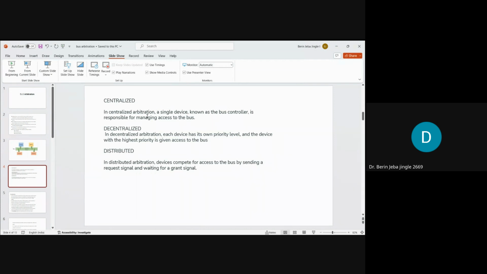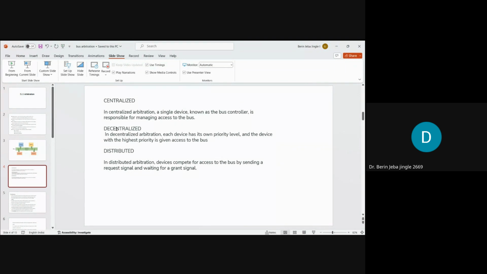Centralized means it is a single device. It is called the bus controller, which is responsible for managing all the device access to the bus. It is a single device which decides which device wants to use the bus at a particular time. Everything will be decided by the bus controller. That is the centralized arbitration.